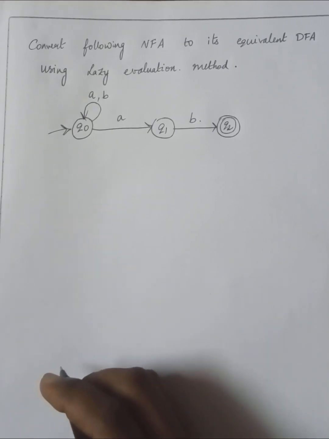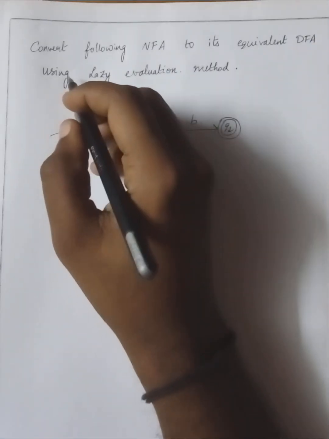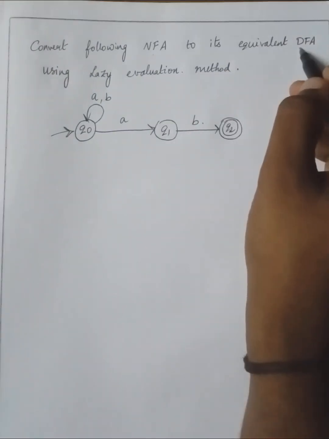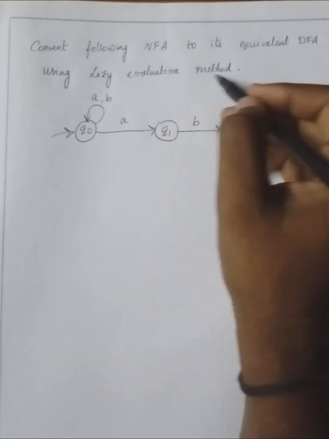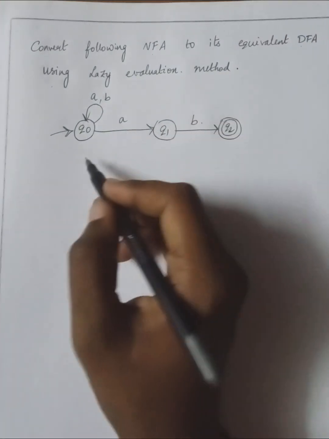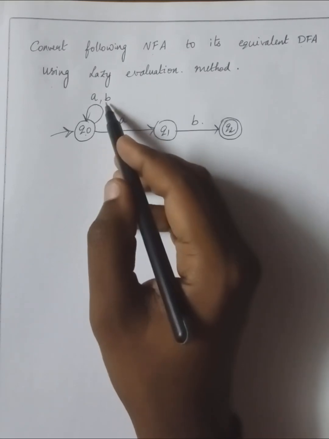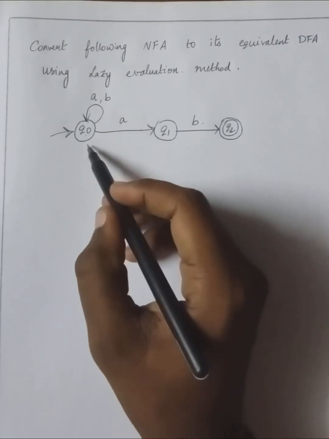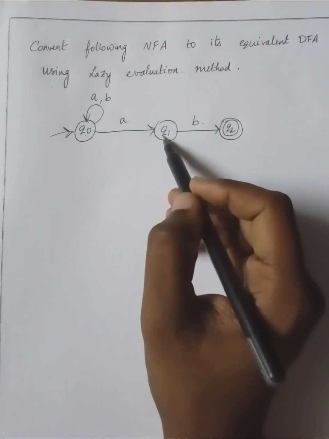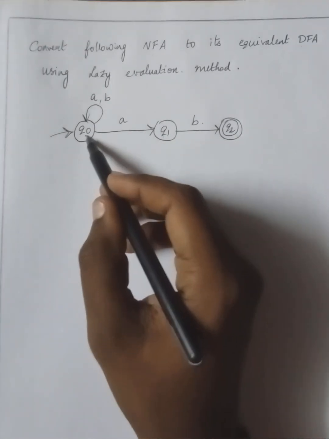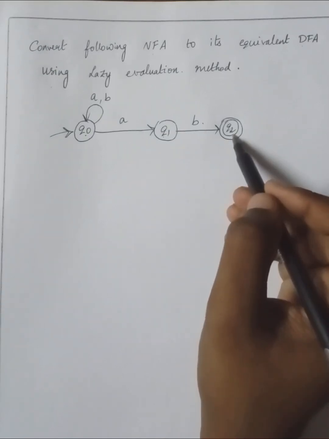Hello everyone. Today we're going to see a new problem: how to convert the given NFA to the equivalent DFA using the lazy evolution method. Okay, so this is the problem. Q0 on A, B has a self loop, and Q0 on A goes to Q1, Q1 on B goes to Q2. Q0 is the starting state, Q2 is the final state.